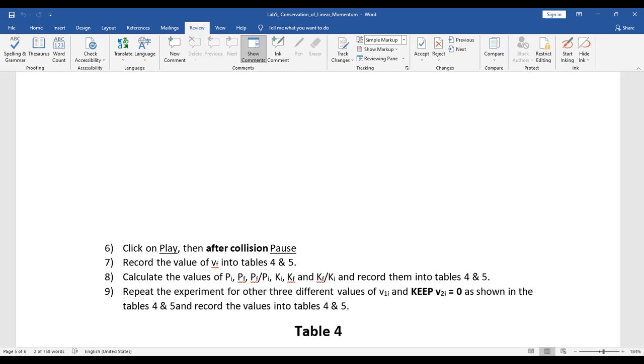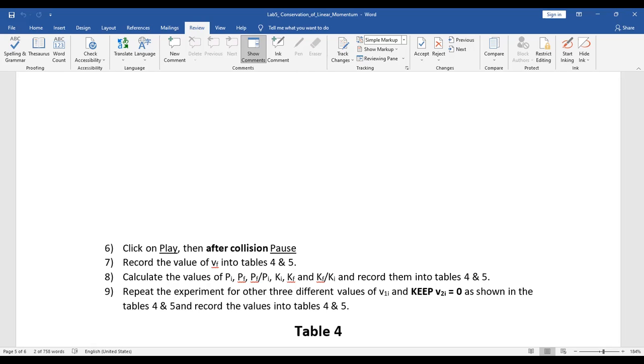K_i is equal to 1/2 times 3 times... We have to remember kinetic energy. As I showed, kinetic energy is 1/2 times mass times velocity squared. This is mass. This is velocity. We use this one.